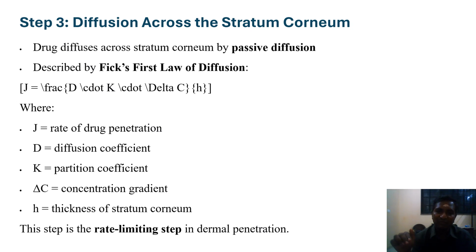D is the diffusion coefficient, which indicates how easily the drug molecules move through the membrane. K is the partition coefficient, which determines the distribution of drug between the formulation and the skin. And delta C represents the concentration gradient, which drives the diffusion process. H represents the thickness of the stratum corneum. Since the stratum corneum provides the greatest resistance, this step is considered the rate limiting step in the dermal penetration.